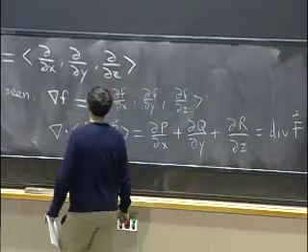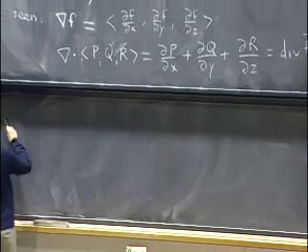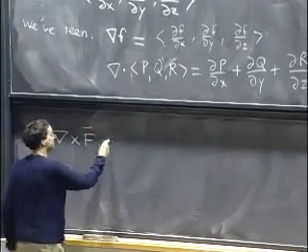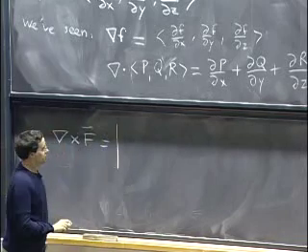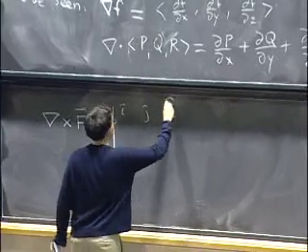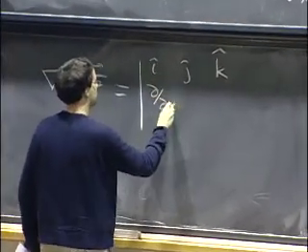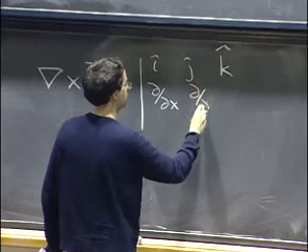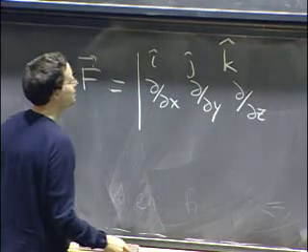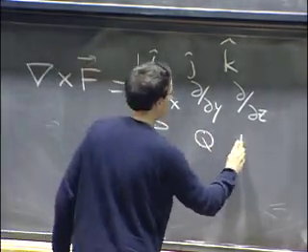And so now, what's new is that if I try to do del cross F, okay, so what is del cross F? I have to set up the cross product between this strange thing that is not really a vector. I mean, I can't really think of partial X as a number. And my vector field, P, Q, R.